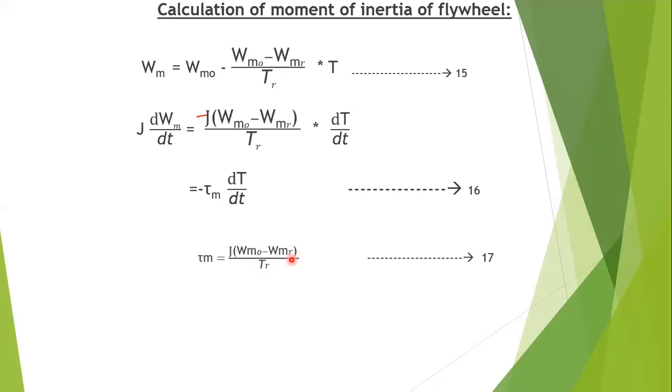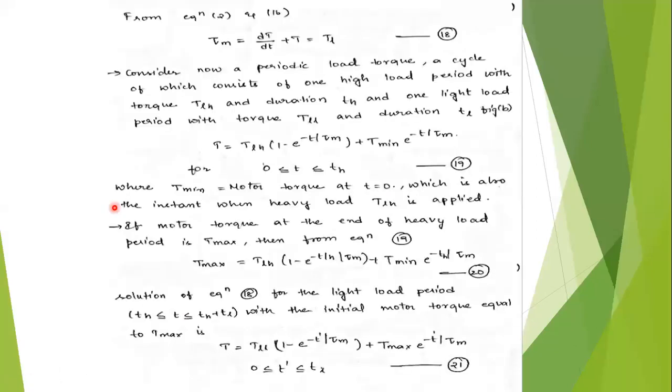Okay, so from equation 2 and this 16th equation, you know the normal torque equation, T is equal to TL plus dynamic torque, J into d omega m by dt. So from the second equation and the 16th equation, I can write tau m dT by dt plus T is equal to nothing but the load torque.